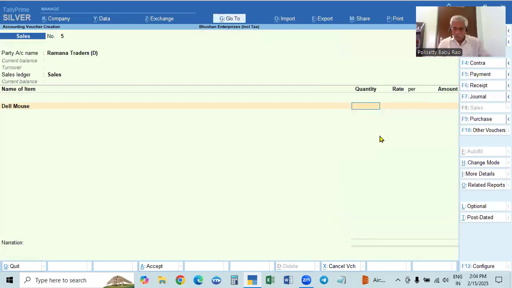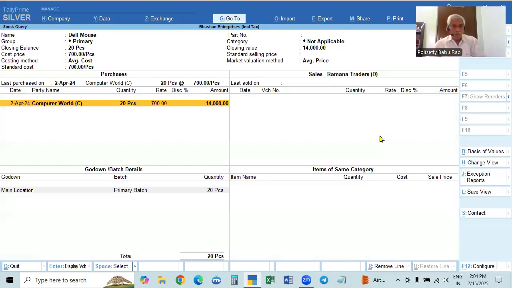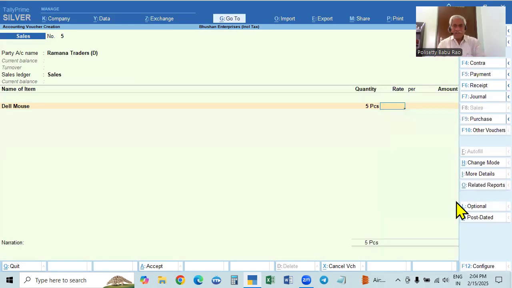So you are selling the mouse. Suppose you are selling 5 items, each one. We purchase for 700. For example, we are selling for 850. So 850, this is the quantity, this is the rate, and this is the total amount.